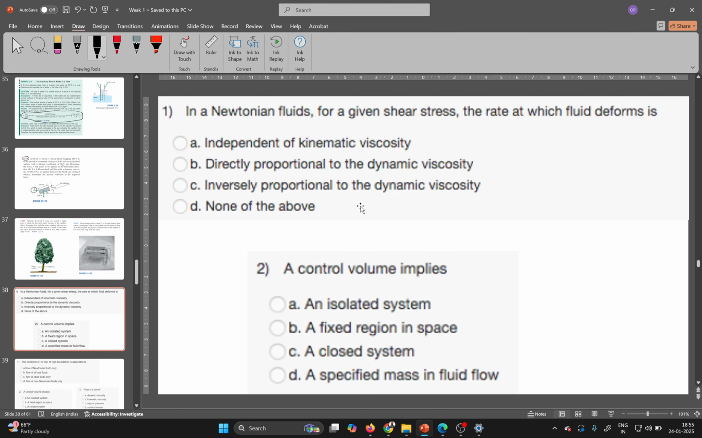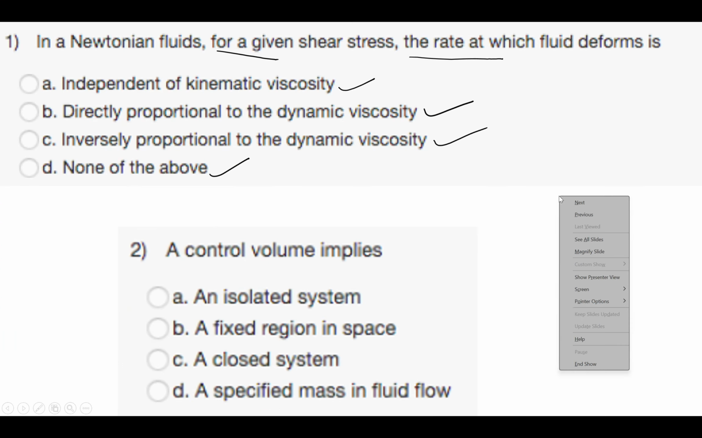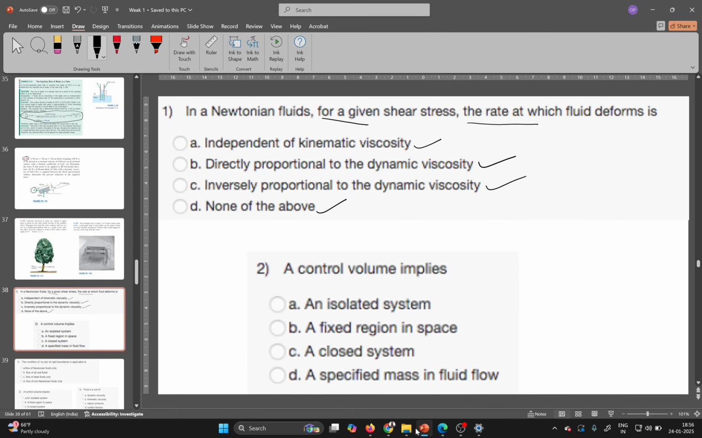Now I want to move on to the previous year fluid mechanics NPTEL. In a Newtonian fluid, for a given shear stress, the rate at which fluid is deformed is: option A, independent of kinematic viscosity; option B, directly proportional to the dynamic viscosity; option C, inversely proportional to the dynamic viscosity; option D, none of the above. Please everyone try to solve this question.